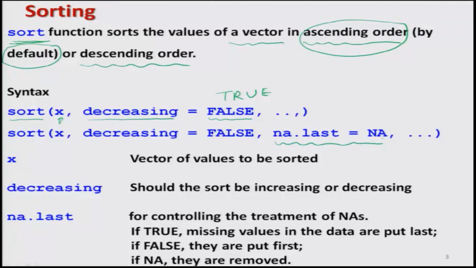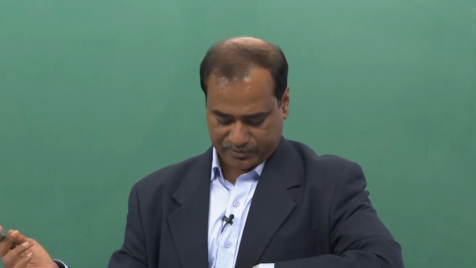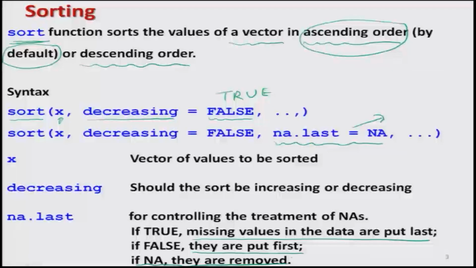That means missing values are going to be denoted here by NA. If I say that this statement is true, that means the missing values in the data are put last, and if I say this value is false, then these values are put first. That means the missing values occur at the end of the x vector. And if I say NA, that means there is no missing value handling, and R will simply ignore any missing values.